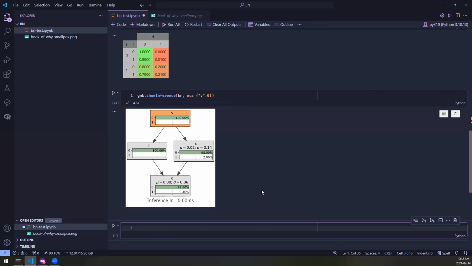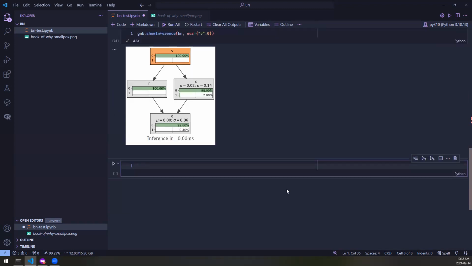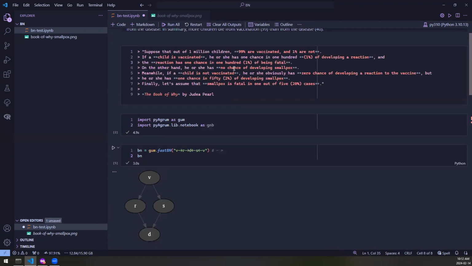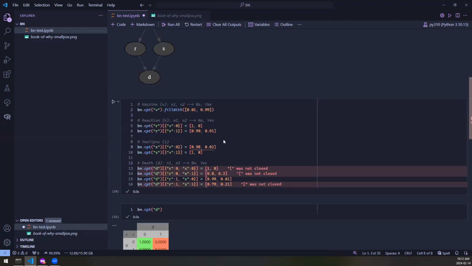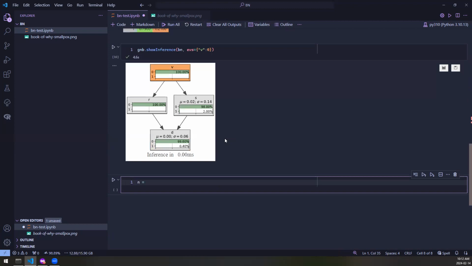So let's do some math over here. Consider the situation that was stated before. Right here, 1 million children. This amount was vaccinated. These have a reaction. So let's consider 1 million children, 1 million, 3 more zeros, right? So 1 million children.